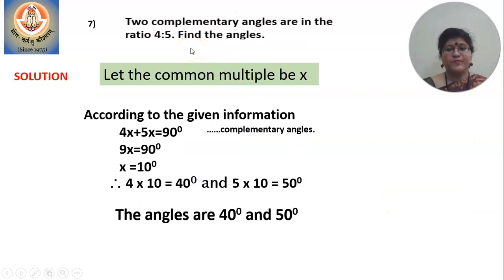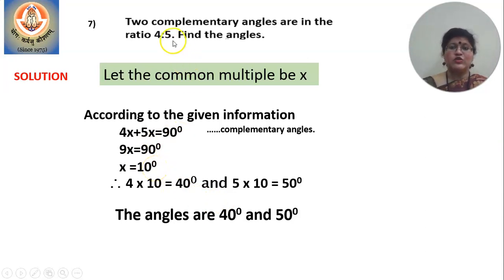Question number 7. Two complementary angles are in the ratio 4:5. Find the angles. Now, let the common multiple be x. Whenever ratio related problems are given, I have mentioned this, take the common multiple to be x. So you get 4x and 5x, but they are complementary angles. So what does that mean? The total of these two angles is 90. So 4x plus 5x equal to 90 degree. 9x is 90. When you solve it, you get the value of x as 10.